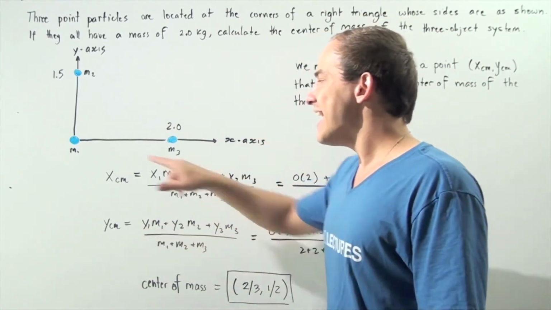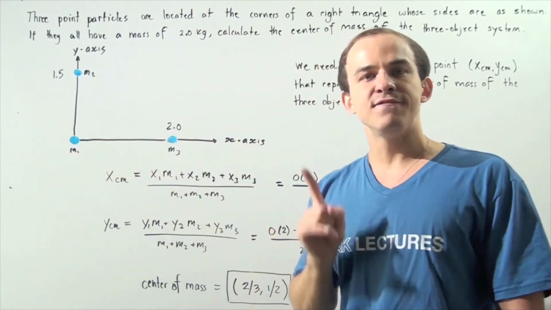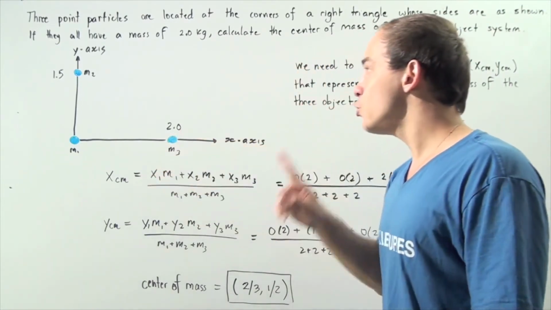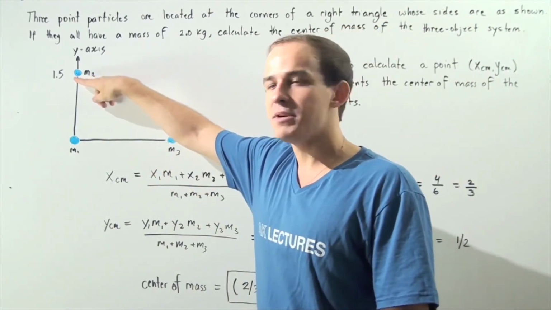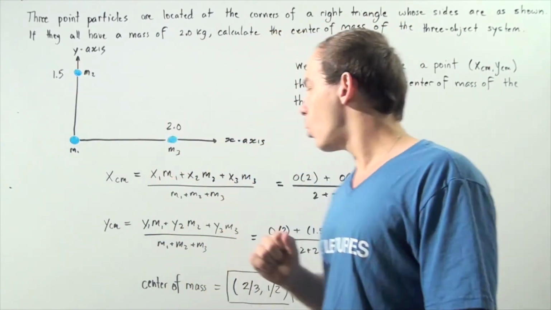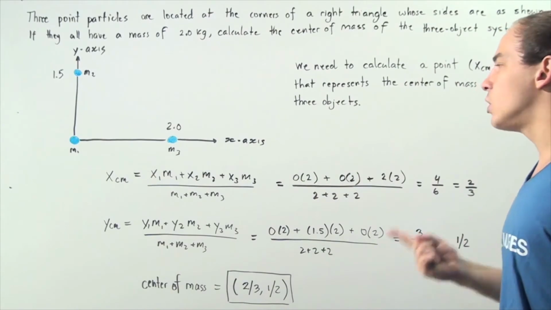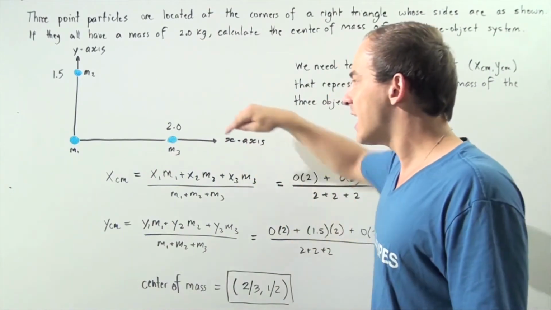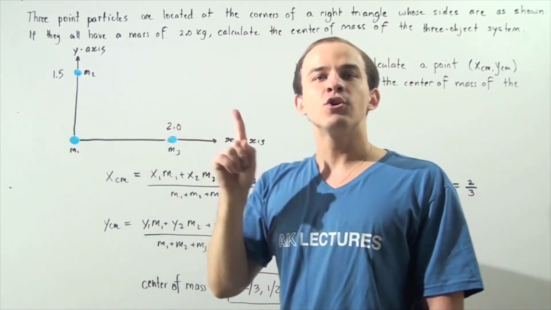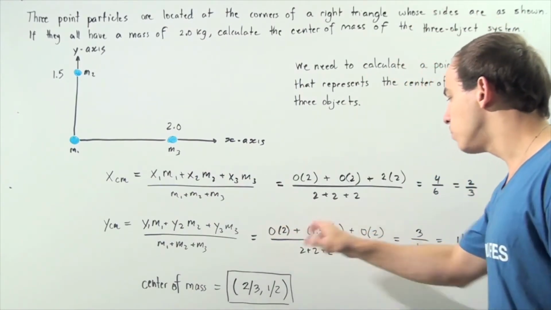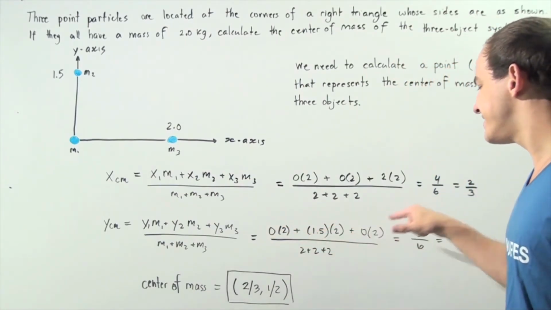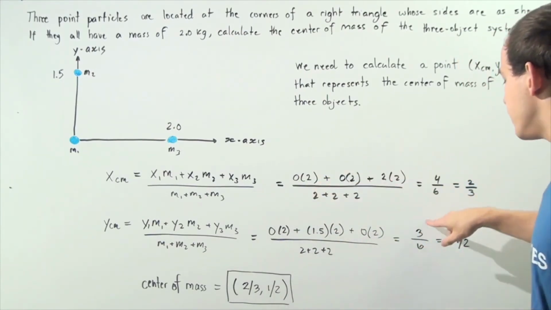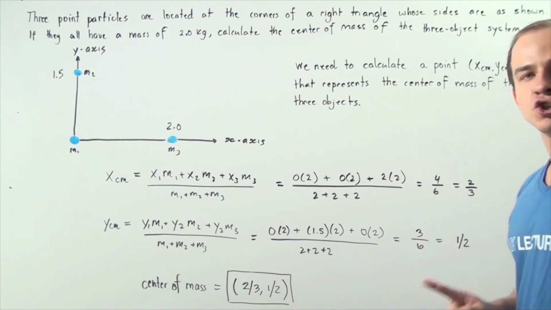So y1 is still 0 because object 1 is found at the origin. So this is 0 times 2, which is 0. Now y2 is no longer 0, it's 1.5 because the y-coordinate of point 2 is 1.5. So we have 1.5 multiplied by 2. And the final point is no longer 2, it's 0 because this point has a y-coordinate of 0. So we have 0 plus 1.5 times 2 plus 0 divided by 6. 1.5 times 2 is 3. So we have 3 divided by 6, and that reduces to 1/2.